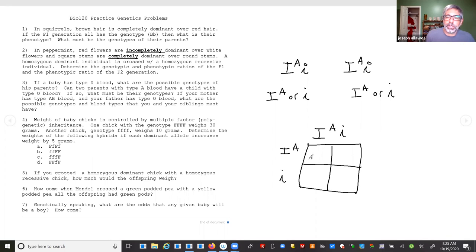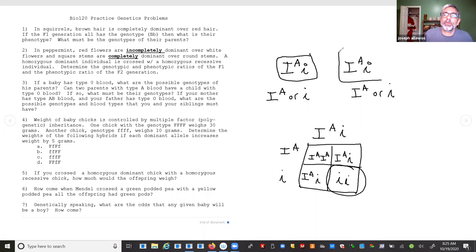And we're going to see the ratio now of blood types that these parents would produce. And voila, there's our type O. So yes, two type A's can produce a type O, assuming they're type A heterozygous. They both have to be heterozygous type A. They both have to have a little i. And you get this 3-to-1 ratio of type A to type O. So yes, it is possible. Okay.